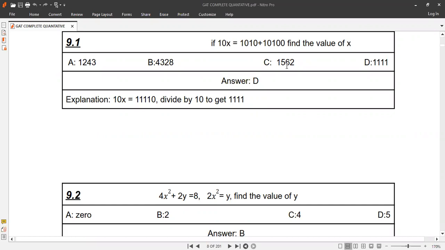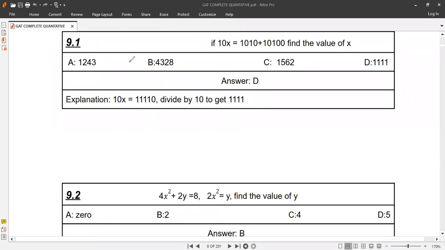Welcome back, everyone. Today we're going to continue in the algebra part. We'll have a kind of a long video because I will discuss a lot of questions. Here we start. Question 9.1.